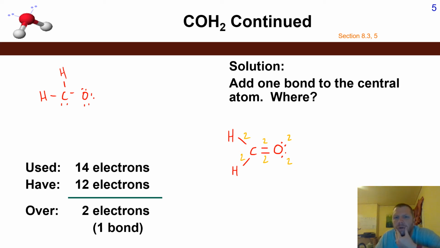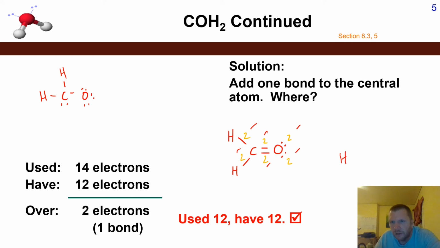Okay, so basically what we did was we added a bond between carbon and oxygen, and what did that do to our total number of electrons? There's 2, 4, 6, 8, 10, 12. 12 electrons we've drawn. We had 12 to work with. This structure has 12 electrons. I'm going to redraw this. And basically that's our model for COH2.